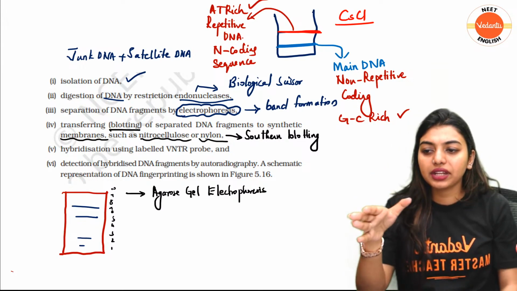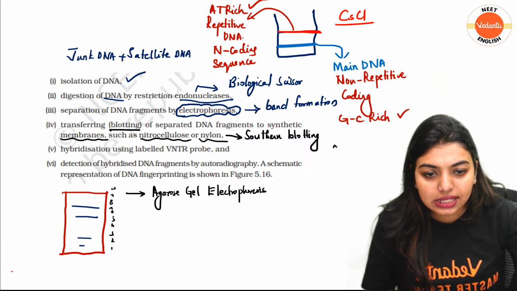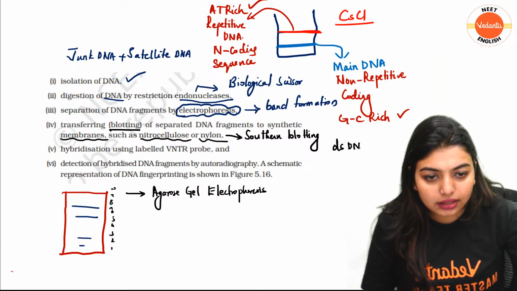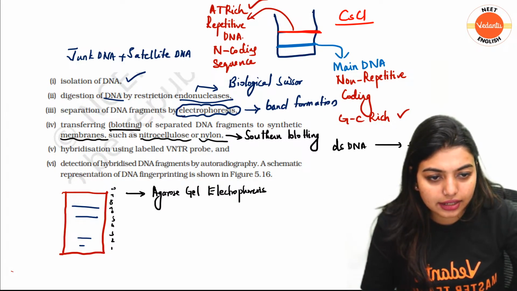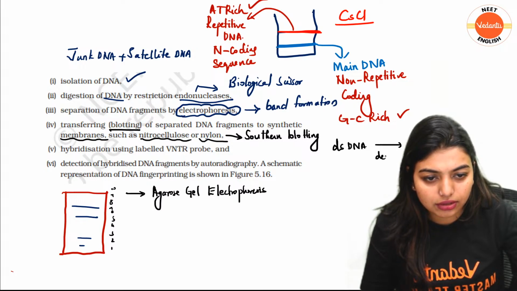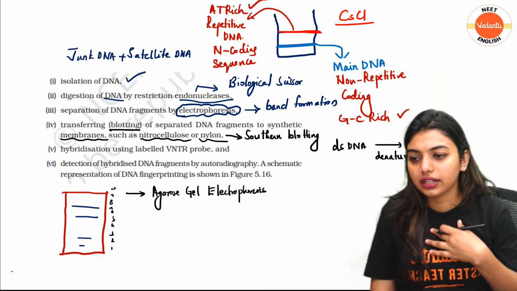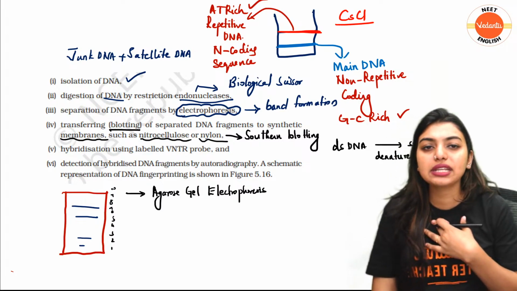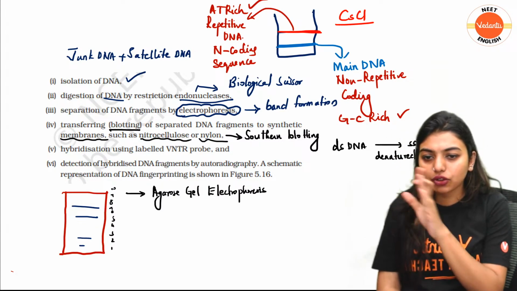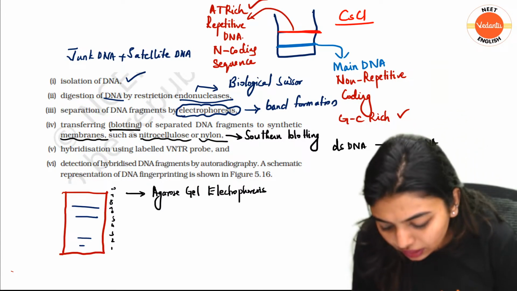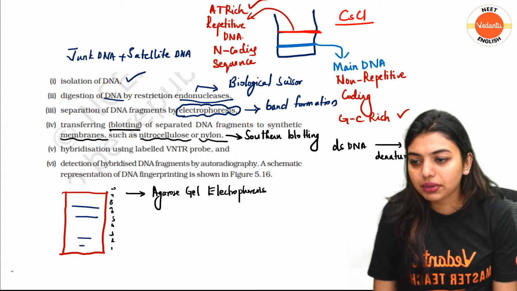Now what happens after that? Your double-stranded DNA will get denatured to single-stranded DNA. Then DNA is transferred from your gel electrophoresis to a blotting paper.